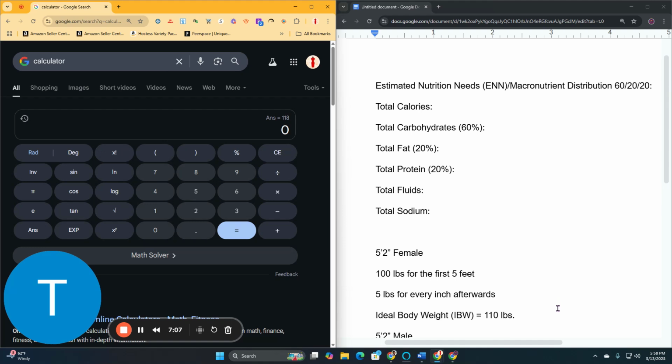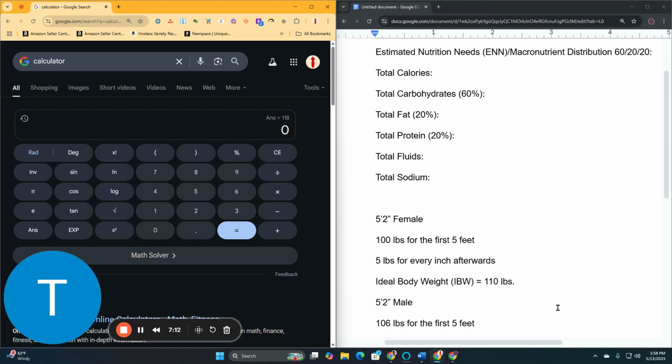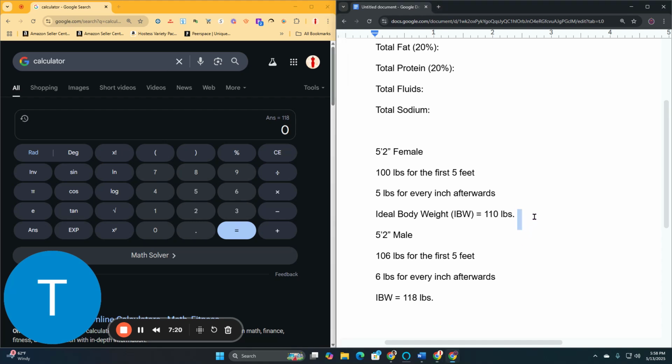Okay, so now we have to figure out, what does this have to do with calories, right? So what we do is we take this number, the number in pounds, and we have to divide it by 2.2 to get the kilograms. Divide this by 2.2, and that would give us the weight in kilograms. So 110 pounds divided by 2.2 will give us 50 kilograms, our weight in kilograms.